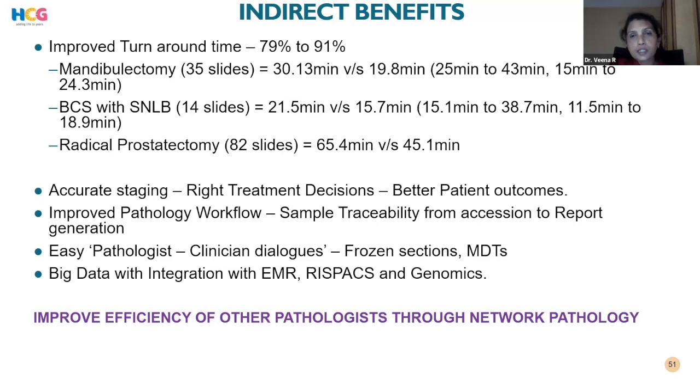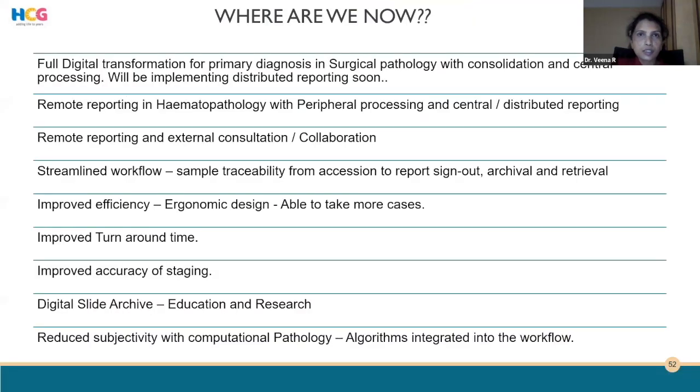Even isolated tumor cells, we are able to pick up very accurately in the whole slide images. It has significantly improved our pathology workflow. And pathologist and clinician dialogues are much easier now, and that is one of the important advantages that we have found. And we are generating big data, as we have integrated that with the EMR, PACS, and the genomics data. So it has improved the efficiency of other pathologists through the network pathology. So this is where we are today.